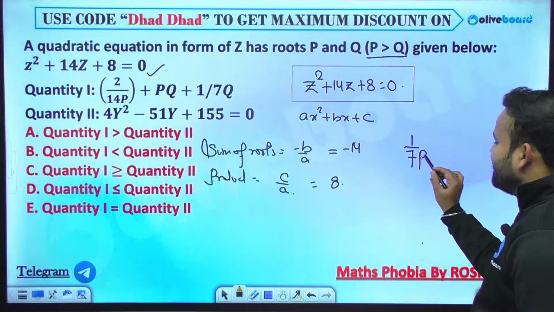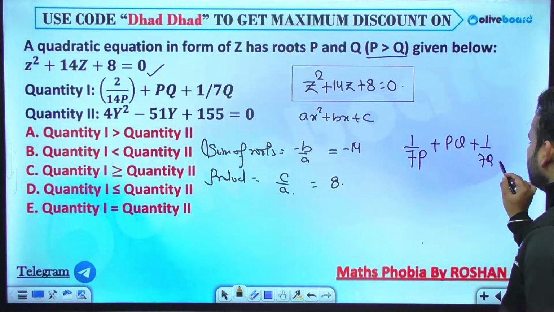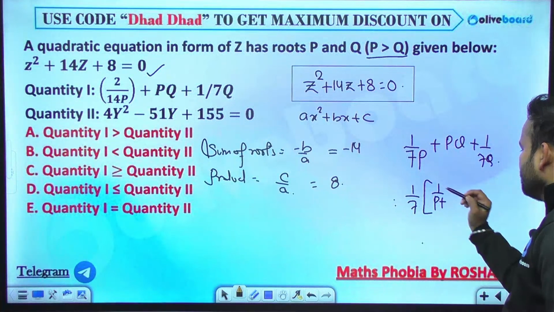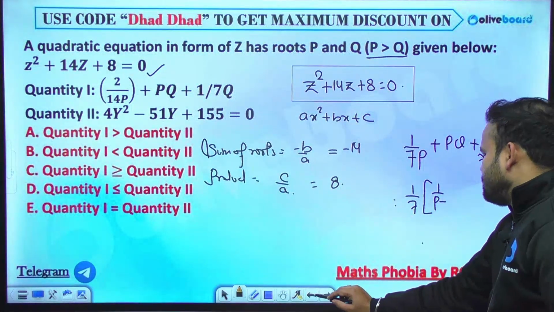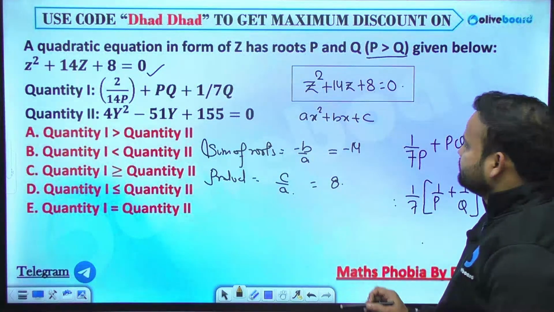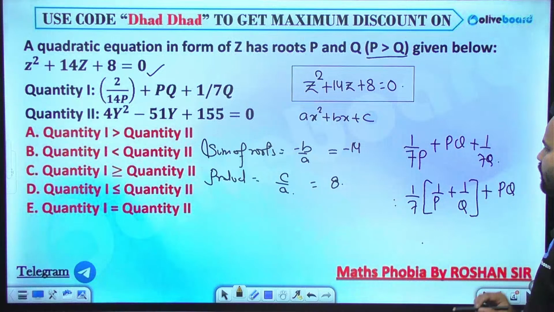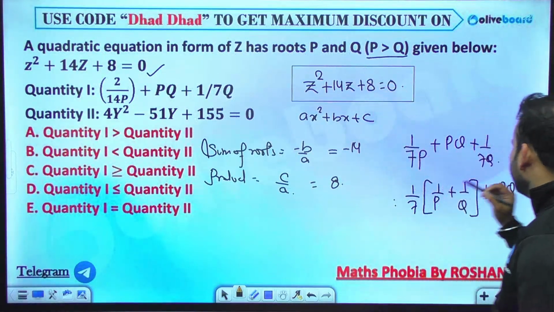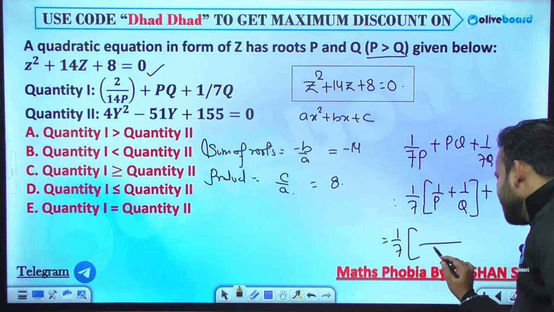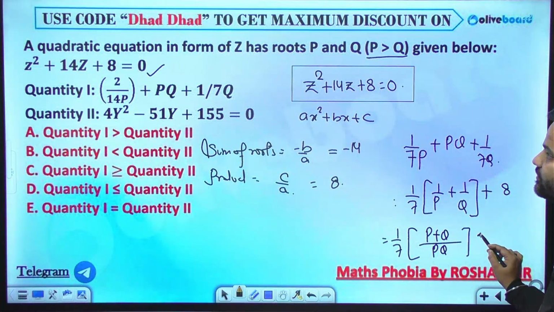1 by 7 of p plus pq plus 1 by 7 of q. Clear? 1 by 7 is taken as common, so 1 by p plus 1 by q, and we have pq. Pq is product of roots. We have pq over here. So p and q are the roots of the equation, so we can write this product of roots, that is 8. So this is 1 by 7. Take an LCM, that is pq, which is nothing but 8, and this is p plus q, plus 8.